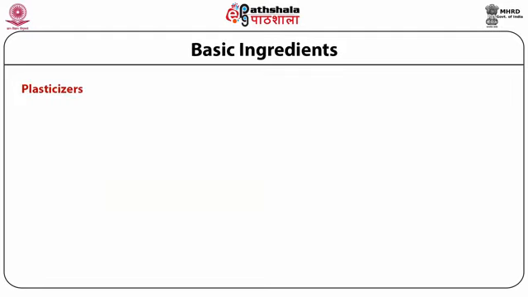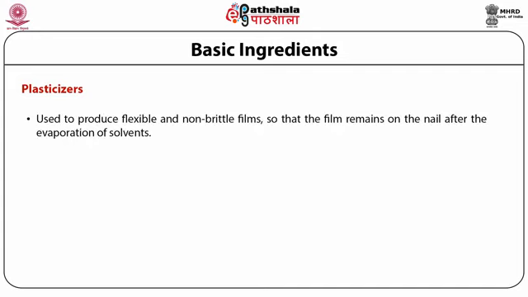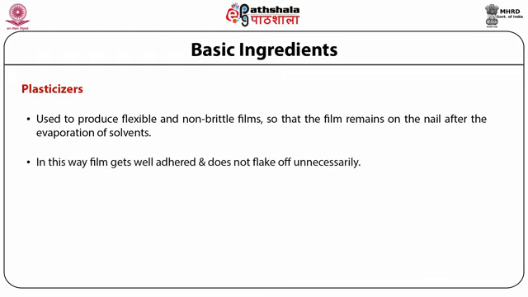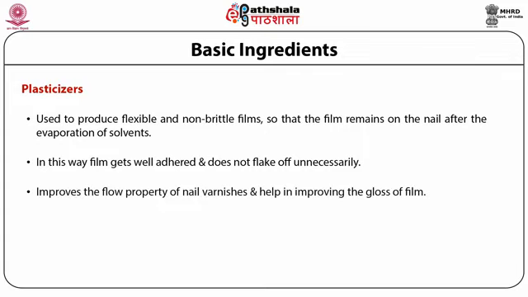Plasticizers. Plasticizers are the materials used to produce flexible and non-brittle films so that the film remains on the surface of the nail after the evaporation of solvents. In this way, the film gets well adhered and does not flake off unnecessarily. Plasticizers like dibutyl phthalate and sulfonamides, camphor, phosphates and citrates, which are commonly employed, improve the flow property of nail varnishes and help in improving the gloss of the film.